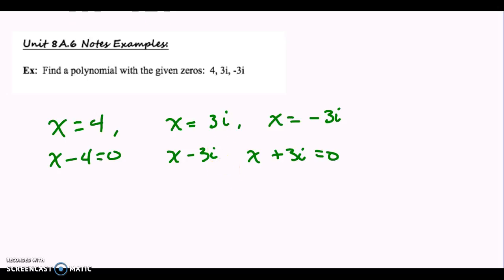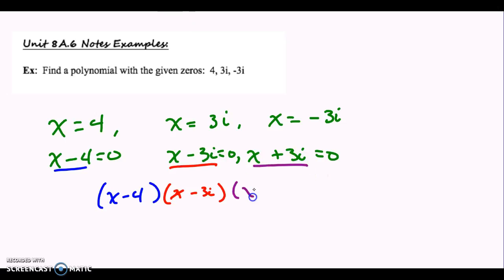So now how do I get a polynomial from these? Well, I put them all together in factored form. So I have x minus 4, that will be one of them. I'll have x minus 3i as another factor. And then lastly, I'll have x plus 3i. And we can call this f of x our polynomial.